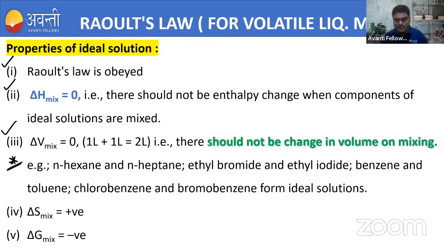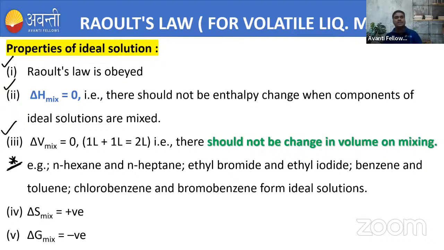All clear? Chalo. Now, the fourth important point is delta S of mixing is positive. Delta S of mixing means entropy. So here the entropy change is positive, right? So on mixing these two components, liquid A and liquid B, the resultant entropy of mixing you get is positive. And the delta G, that is the Gibbs free energy, for this is negative.